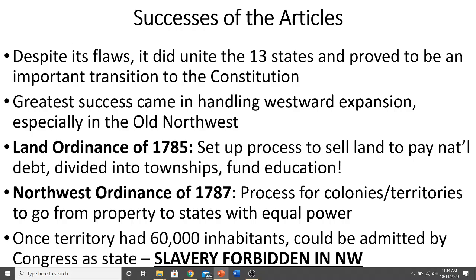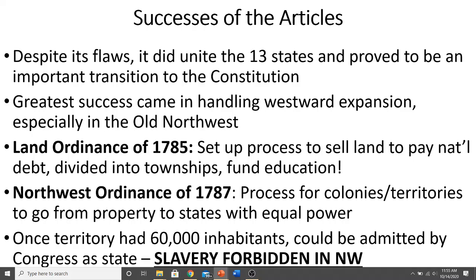You also have the Northwest Ordinance of 1787. So these 2 laws, these 2 ordinances, set up not only the process for selling land and creating western movement, but it also creates a process for colonies and territories to go from property to states with equal power. So once one of these territories got 60,000 inhabitants, they had to create their own state constitution. They would apply to Congress, and then if Congress approved, they would be admitted as a state.